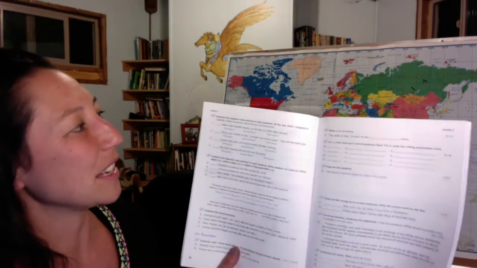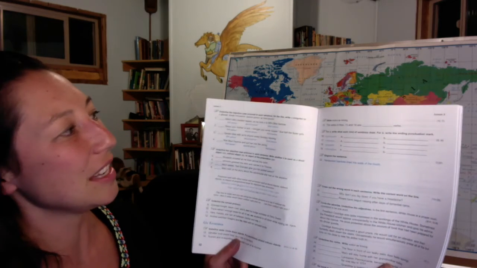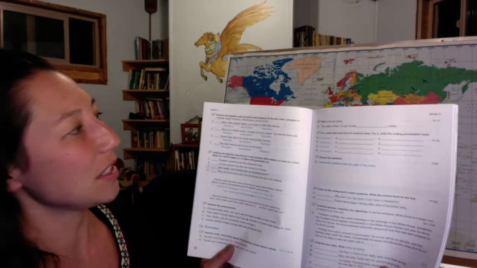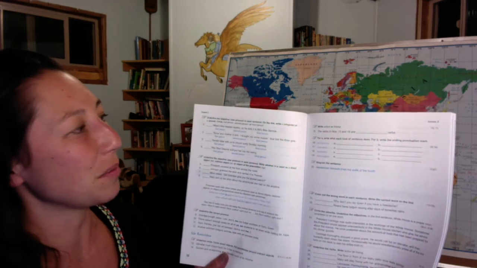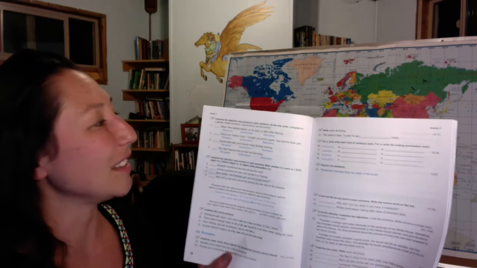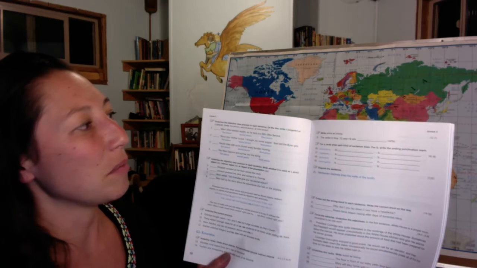Let's take a look and see if we understand what we're talking about. It says underline the objective case pronoun in each sentence. On the line, write S for singular or P for plural. Circle first person, second person, or third person. Number 1 says, Mike's bike needs repair, so he took it to Bill's bike service.